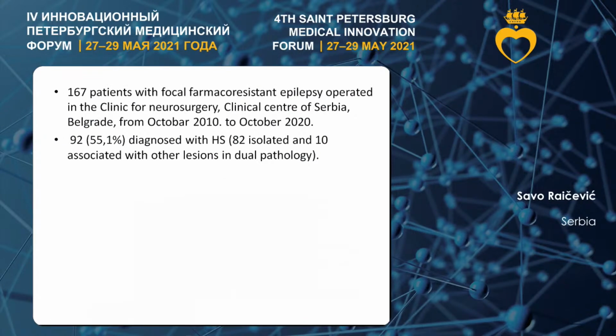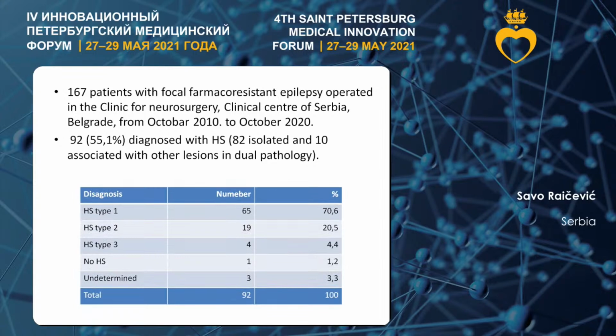In our series of 167 patients with focal pharmacoresistant epilepsy that were operated in the Clinic for Neurosurgery of the Clinical Center of Serbia in Belgrade from October 2010 to October 2020, 92 patients, 55.1%, were diagnosed with hippocampal sclerosis, 82 were isolated, and 10 associated with other lesions in dual pathology we mentioned earlier. And the types of hippocampal sclerosis were as follows.